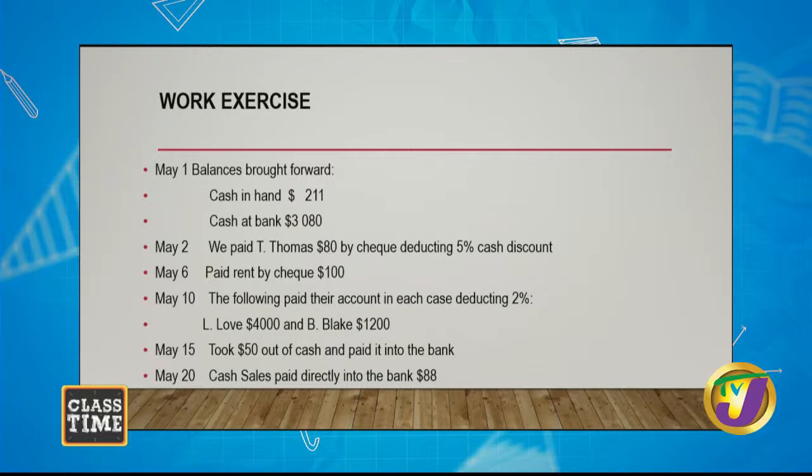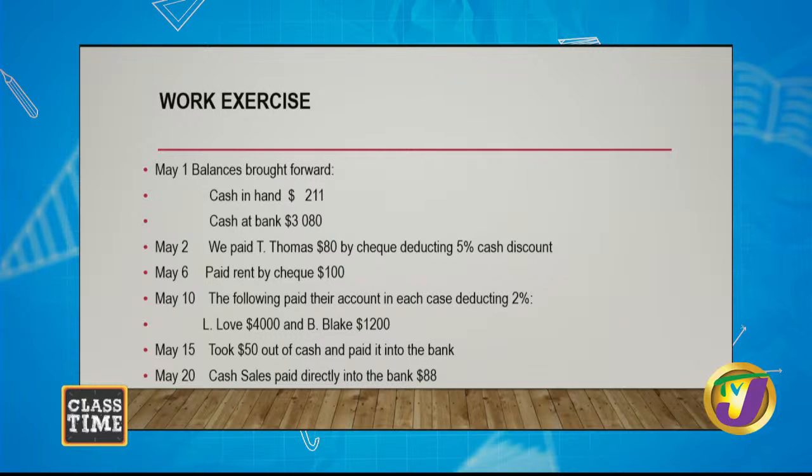May 2, we paid T. Thomas $80 by check, deducting 5% cash discount. That sounds like we're going to need a 3-column cash book. All right? So we're going to start heading up our 3-column cash book. May 1, balances were brought forward for cash as well as for bank. May 2, we paid T. Thomas $80 by check, deducting 5% cash discount. May 6, we paid rent by check.